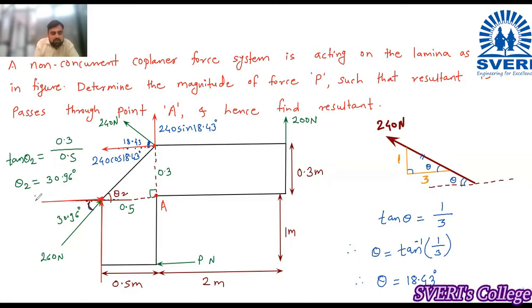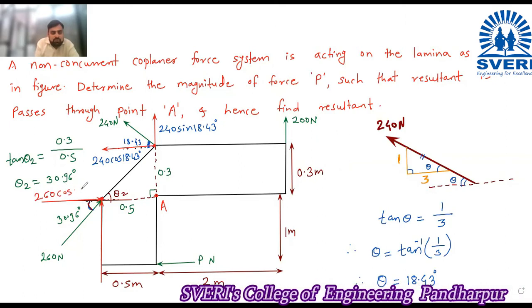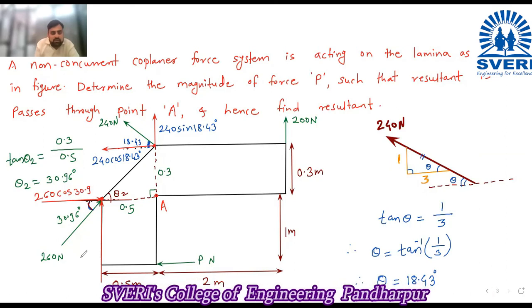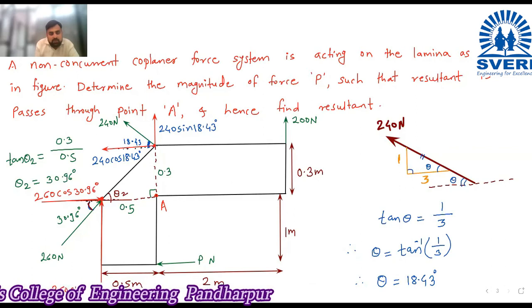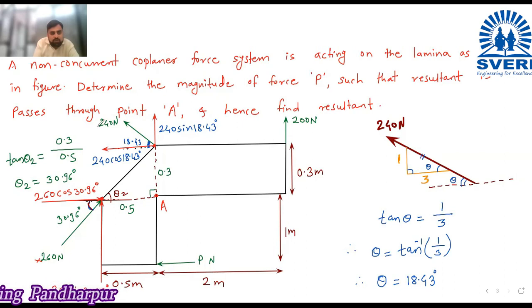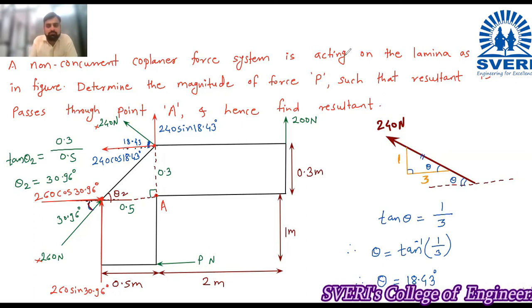So this is 260 sine or cos? Cos. Cos of 30.96, and this is 260 sine of 30.96. Now we will not consider these forces for further calculation. We will consider their components for the further calculation. Okay, so now let us do the calculation.